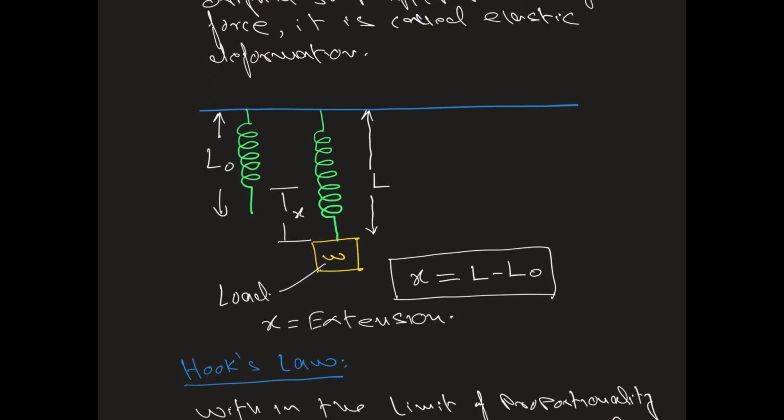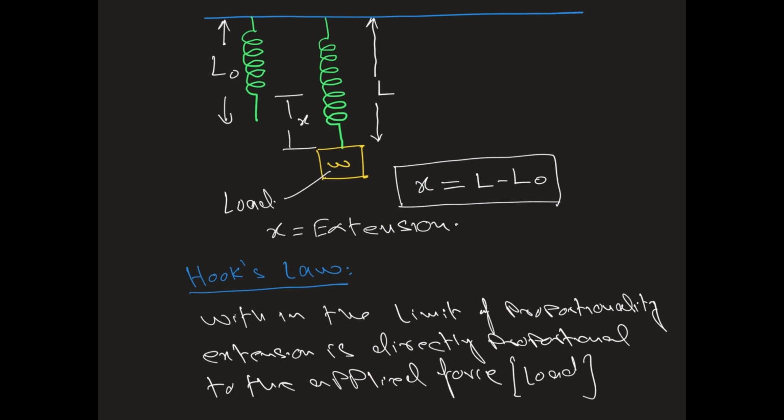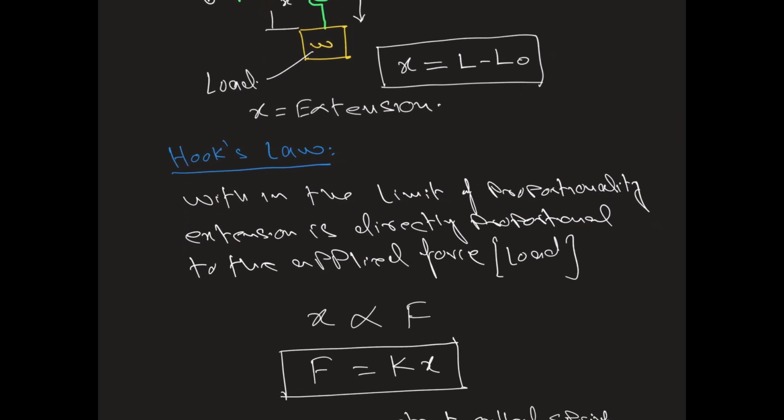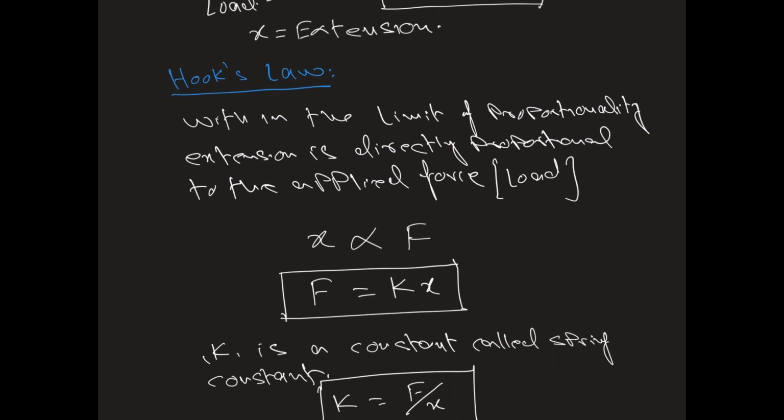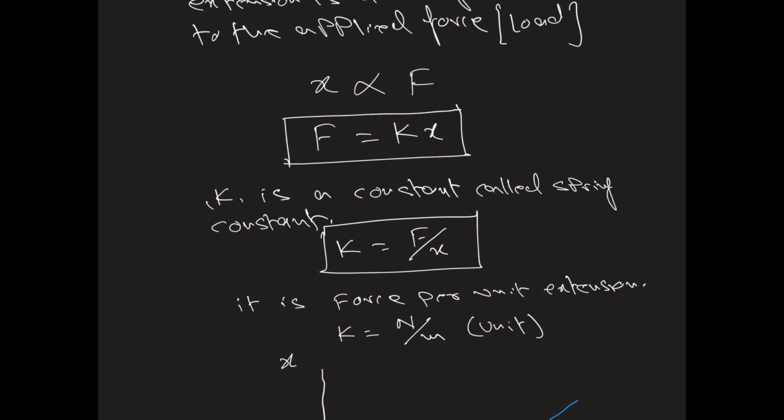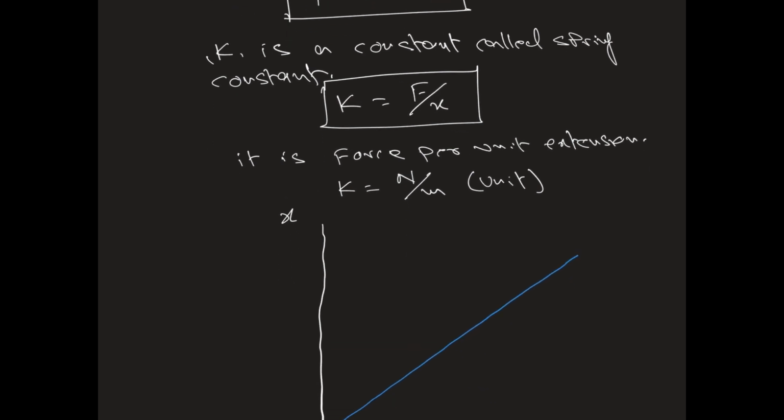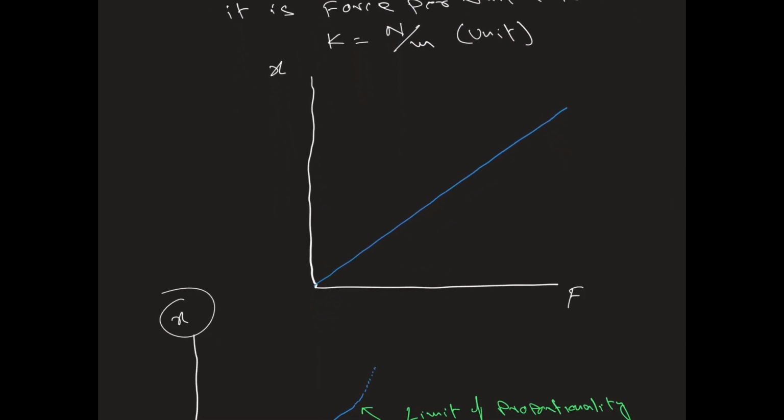So extension may be found from the graph. Extension is equal to L minus L naught. L is the final length, L naught is the initial length of the spring. Hooke's law statement: you don't have to memorize Hooke's law, but you have to have a very good understanding. Within the limit of proportionality, extension is directly proportional to the applied force or load. So extension is proportional to F, F is equal to Kx. K is known as the spring constant, and K is equal to F over x. So K can be defined as force per unit extension, and its unit will be Newton per meter, or if you are taking the length in centimeter, it will be Newton per centimeter.